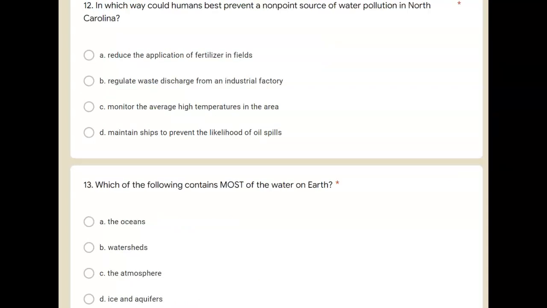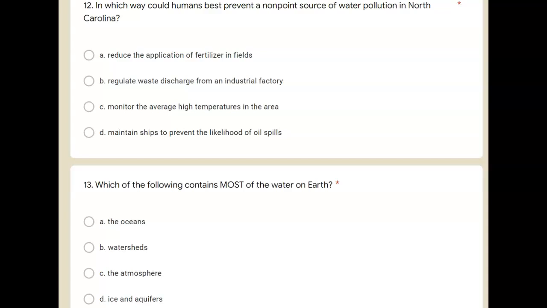Number 12. In which way could humans best prevent a non-point source of water pollution in North Carolina? A. Reduce the application of fertilizer in fields. B. Regulate waste discharge from an industrial factory. C. Monitor the average high temperature in the area. D. Maintain ships to prevent the likelihood of oil spills.